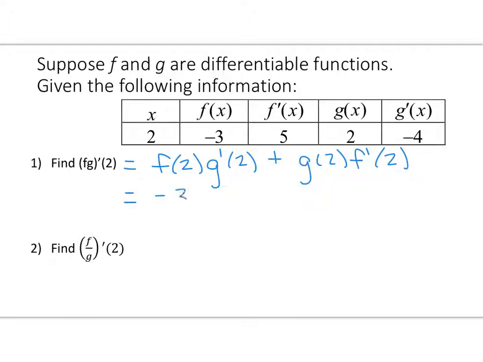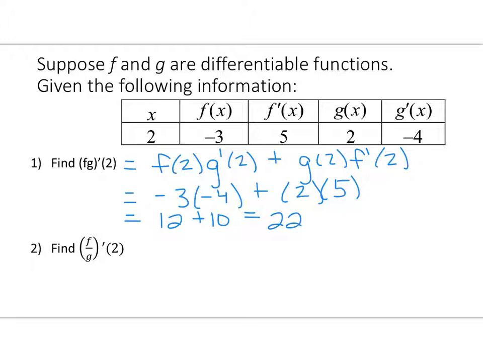f of 2 is negative 3, g prime of 2 is negative 4, g of 2 is 2, f prime of 2 is 5. So I have 12 plus 10, so this equals 22. So just another way that we can also evaluate derivatives using a table. Same thing with quotient rule.